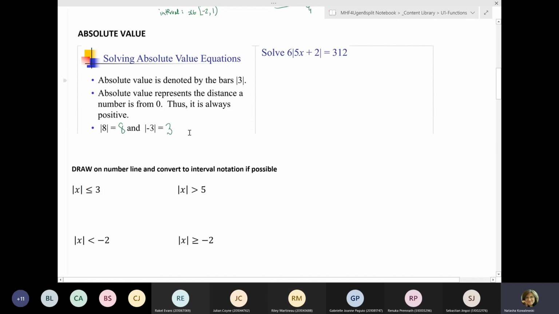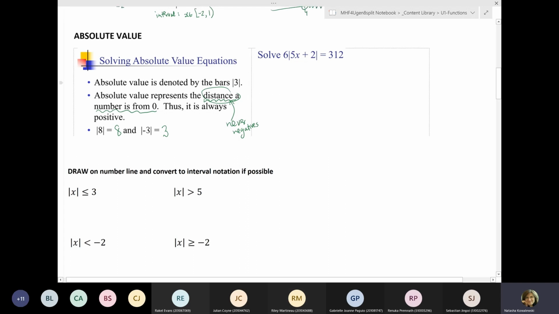But you may not have heard the fact that it actually represents a distance the number is from 0, because distance is supposed to be never negative, right? Never negative. And so it makes sense for when we're talking about absolute value, we're thinking about it as a distance.